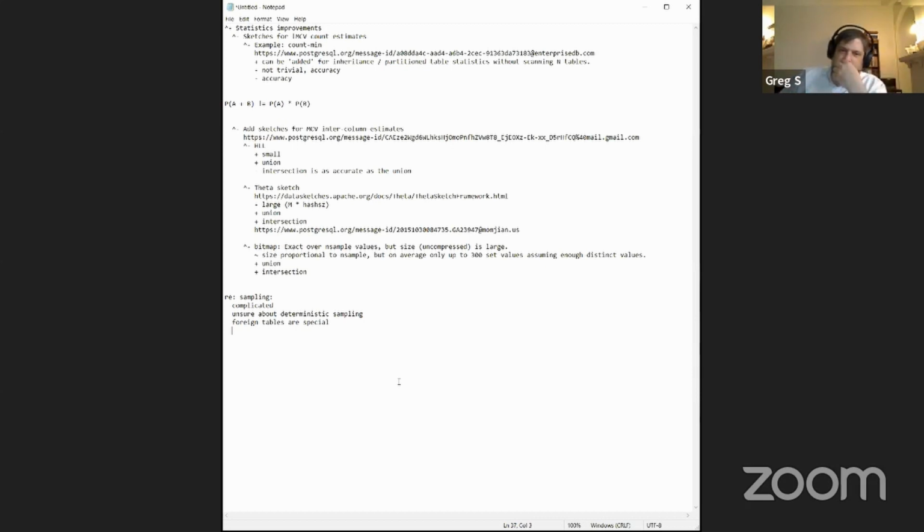Oh, I see. I guess I see what you mean. You're trying to store a combined sketch for the inherited table, for the parent table, and you want to store that combined sketch in the same format that just represents samples. Yes. So you would either need an enhanced one where the samples have a magnitude attached, or you would need to insert duplicate samples or something.